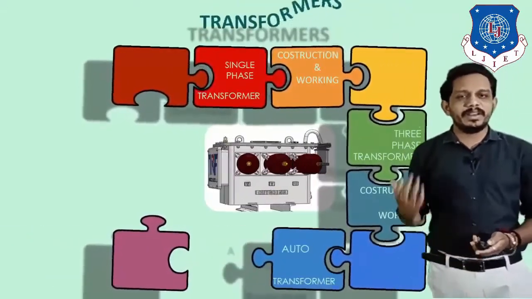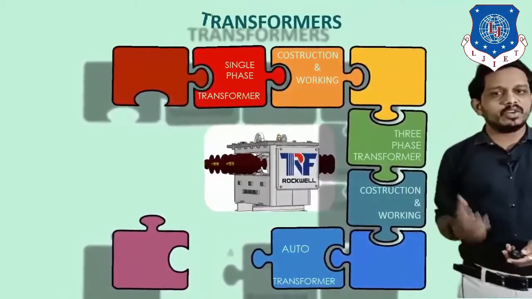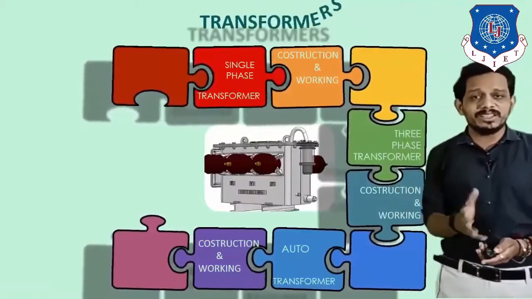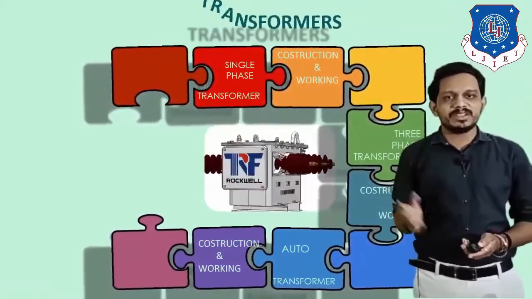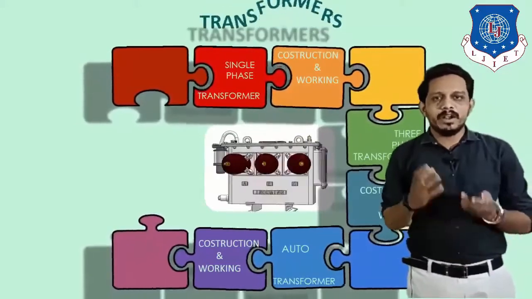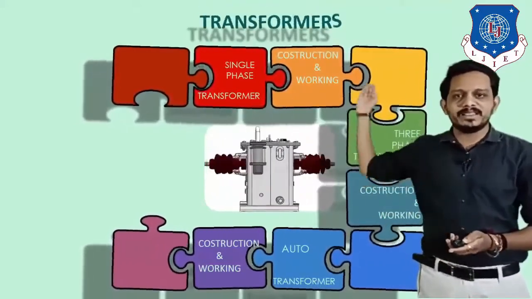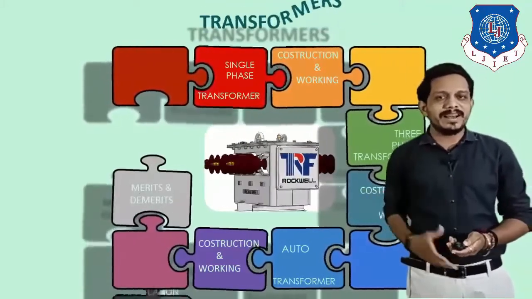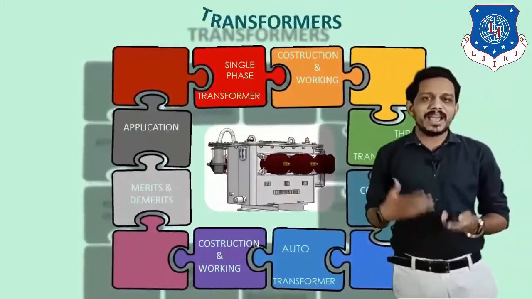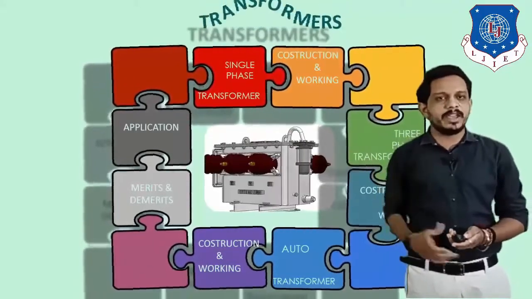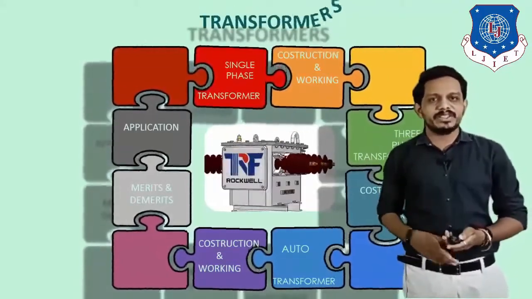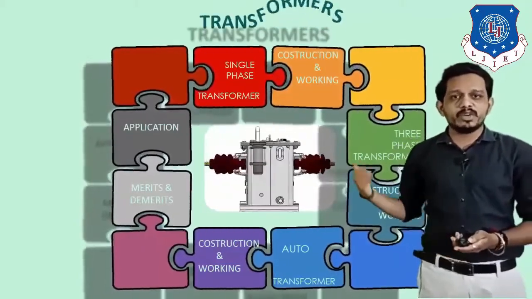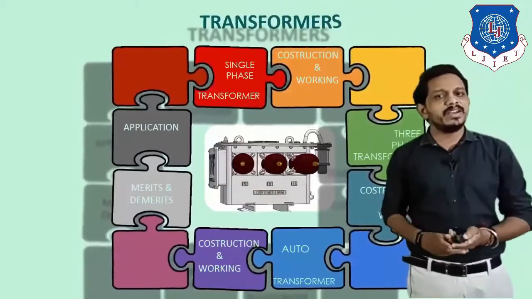And the third transformer is auto transformer. In this also we are going to discuss its construction and its working. So in this chapter, basically we are going to discuss construction and working of different types of transformer, that are the single phase transformer, 3-phase transformer and auto transformer. And lastly, we will discuss merits and demerits of all these 3 types of transformer, and also the application of all these 3 types of transformer. So this was all about unit number 3, that is transformer.